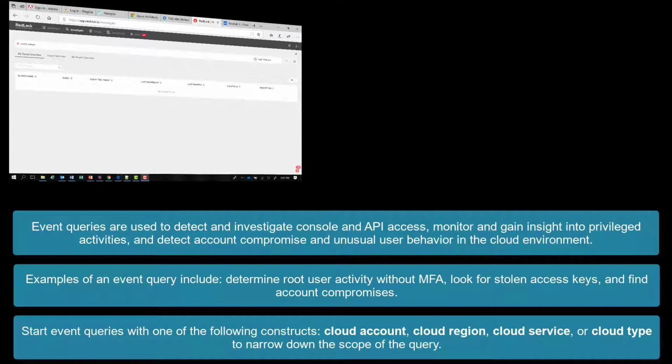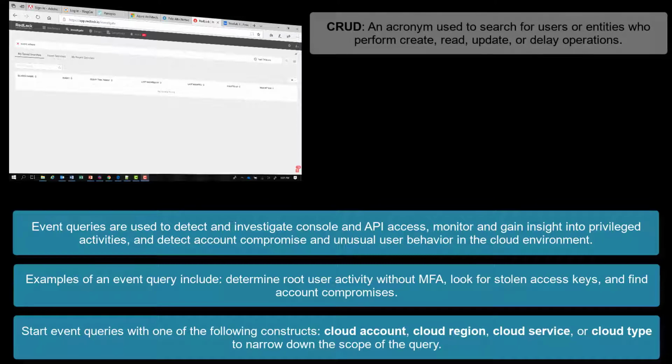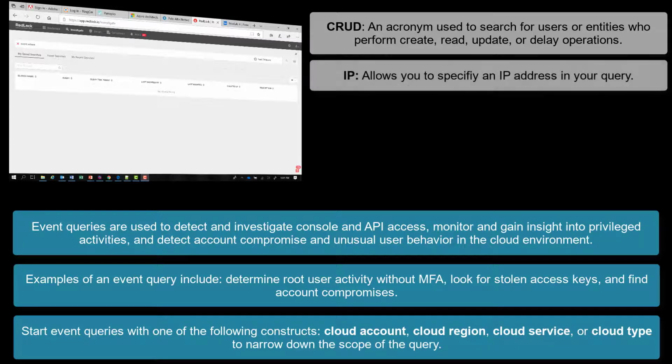Once again, start event queries with one of the following constructs. You can use cloud account, cloud region, cloud service, or cloud type to narrow down the scope of the query. CRUD is an acronym and is used to search for users or entities who perform create, read, update, or delete operations. IP allows you to specify a specific IP address in your query.